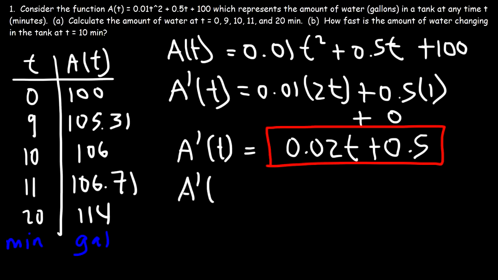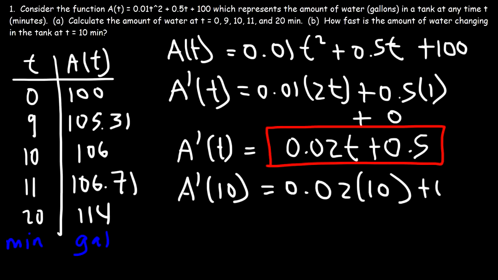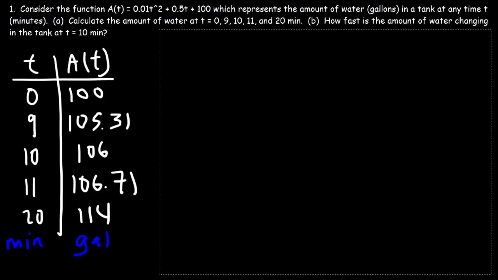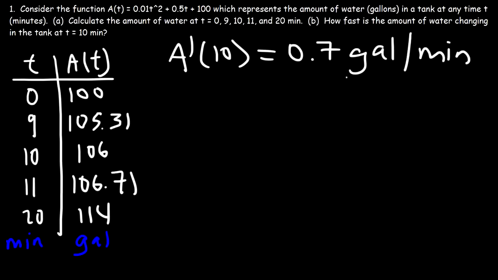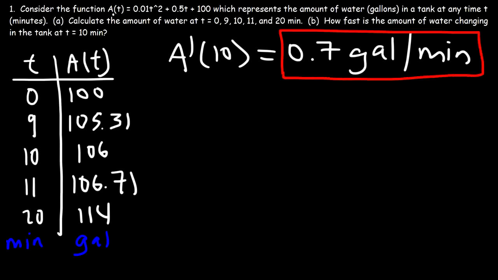So we want to find out how fast it's changing when t is 10. That's 0.02 times 10 plus 0.5. 0.02 times 10, that's 0.2. And 0.2 plus 0.5 is 0.7. So this tells us that the amount of water is changing by 0.7 gallons every minute when t is 10. Now, if we were to graph the original function, this value will represent the slope of the tangent line.